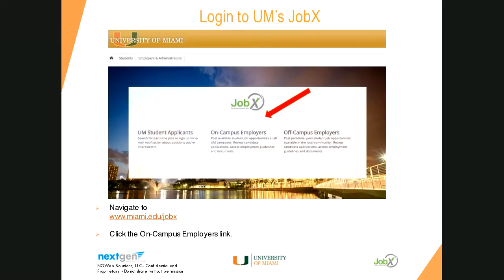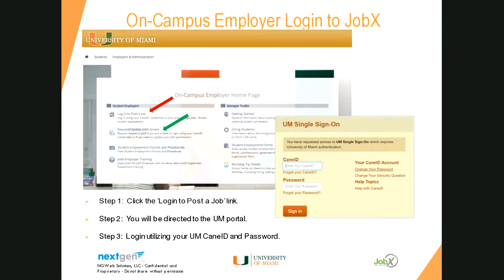In order to access JOBX, you need to navigate to www.miami.edu/JOBX. Once you're there, you want to click on the on-campus employer link. Once you do that, it's going to take you to this screen. This is the login screen, and it has additional information on student employment. If you see the red arrow, it says log in to post a job. That's all you need to do. Click to log in to post a job, and you're going to be directed to UM's single sign-on screen.